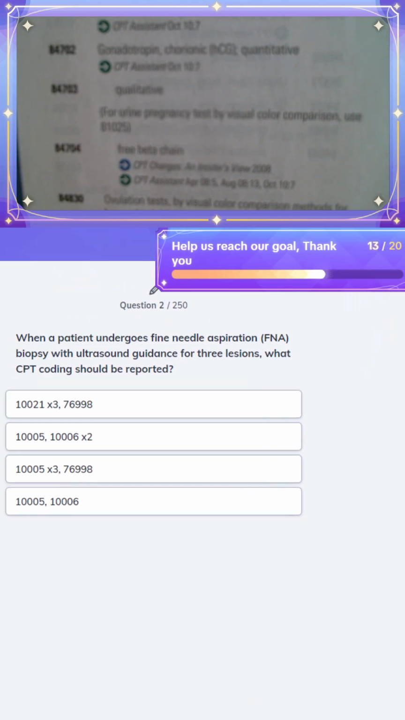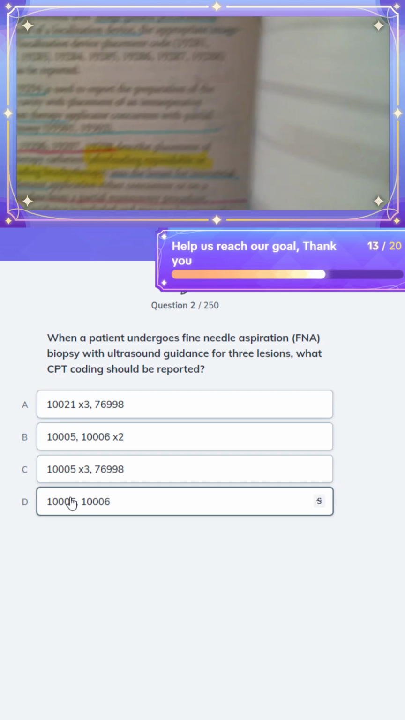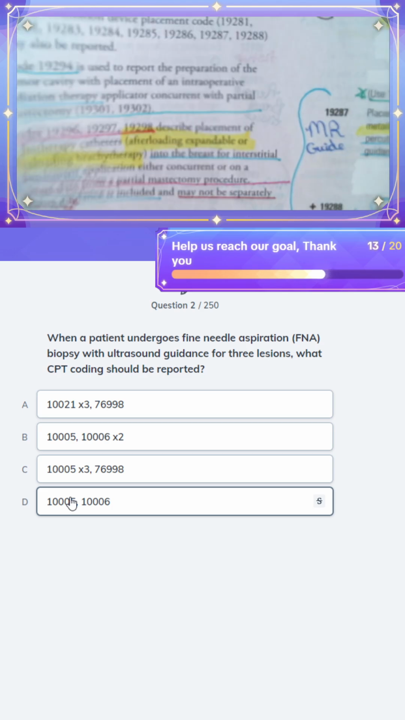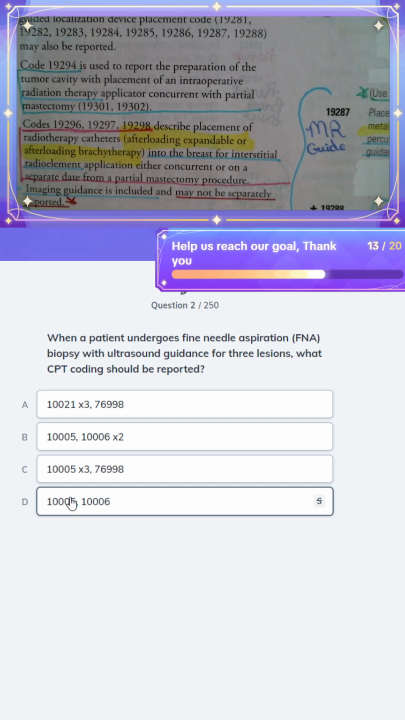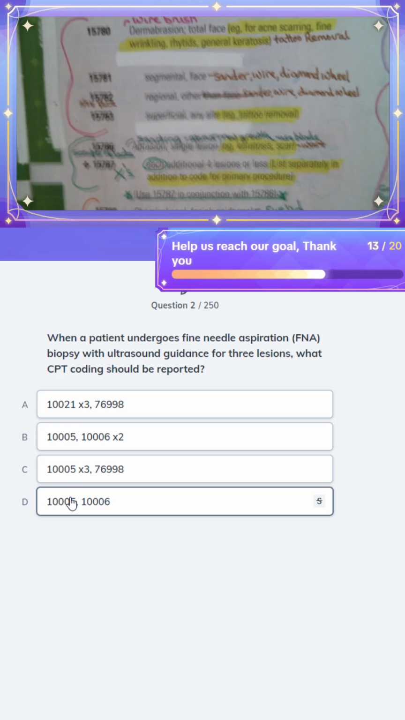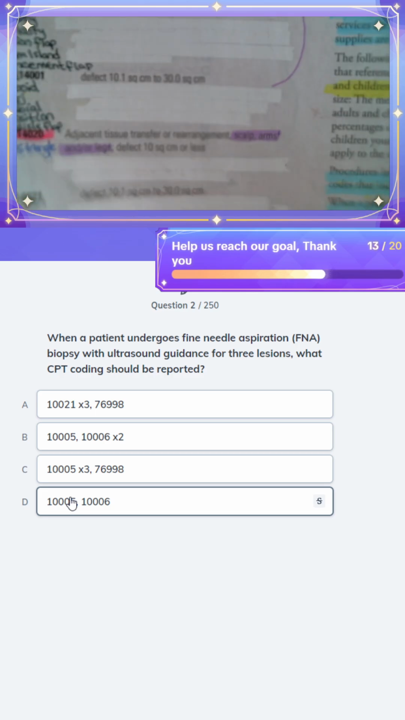Let's work on our next question. This one's about a fine needle aspiration. So, are we going to be in the 10021 area, or are we going to be here in the 10005? We can go look at our differences between those codes before you read even one word of the question. Be sure to just look at the differences between the headers of your codes.